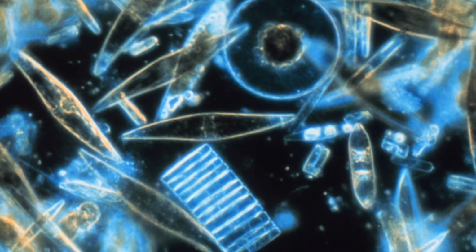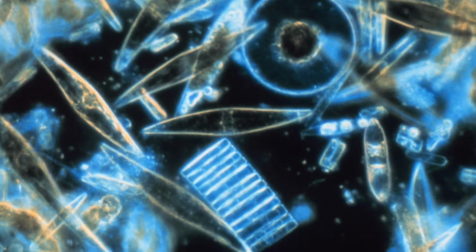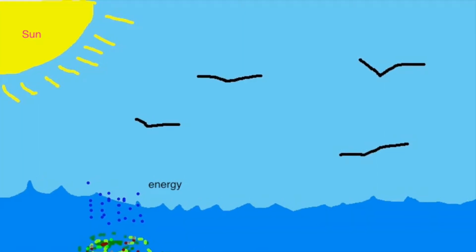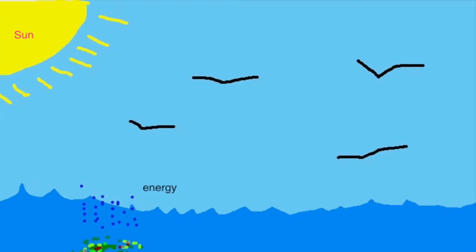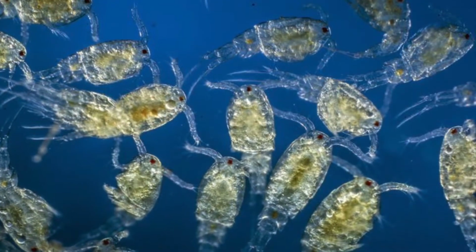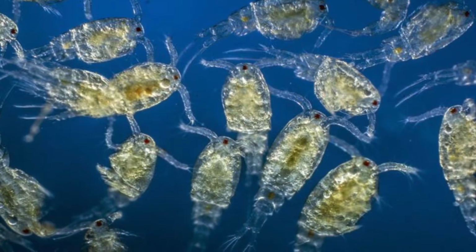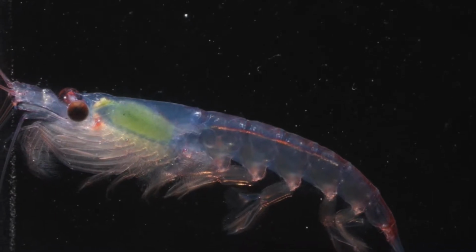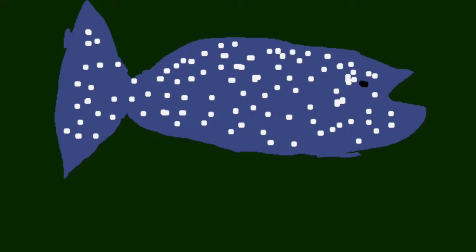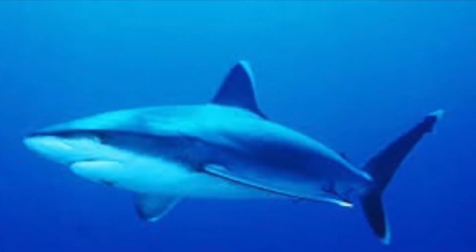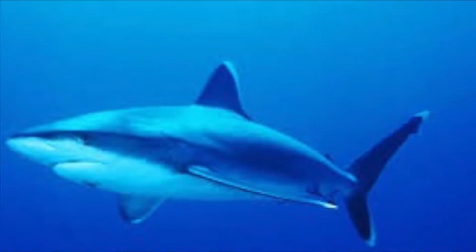The first trophic level is phytoplankton. Phytoplankton are primary producers. A primary producer is an animal that gets energy from the sun. The next trophic level is zooplankton. The third trophic level is krill. The final level is a whale shark. An animal that eats another animal on the food chain is called a predator.